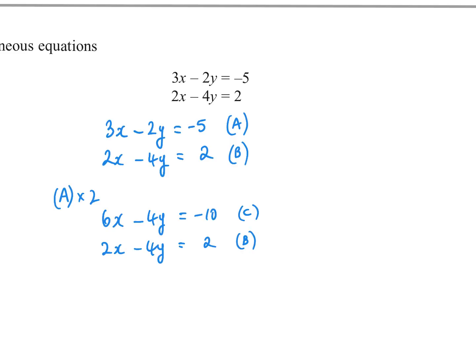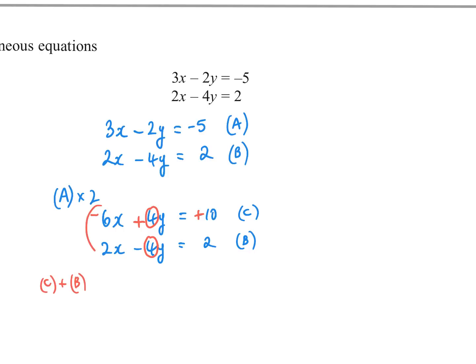Now, can you notice here that the coefficient here is negative 4 and the coefficient here is negative 4? The best way I think of actually finding x and y is to make them cancel each other out when you add. I always add the equations together, I never take them away. So I'm just going to times one of the equations by negative 1. It really doesn't matter which one. So I'm going to times this one by negative 1. And then I'm just going to add C and B together.